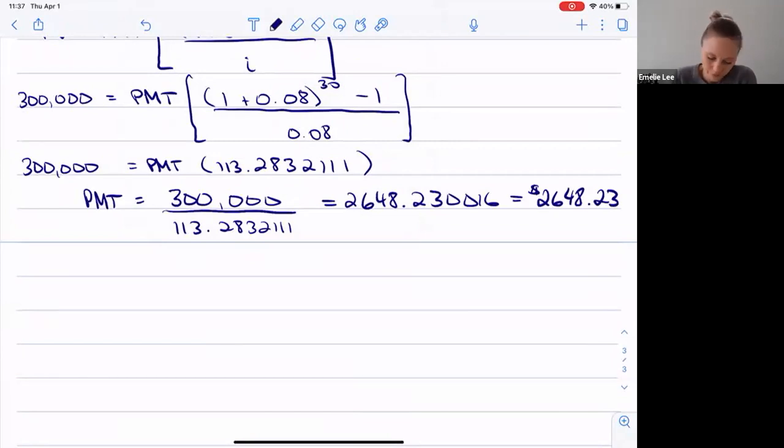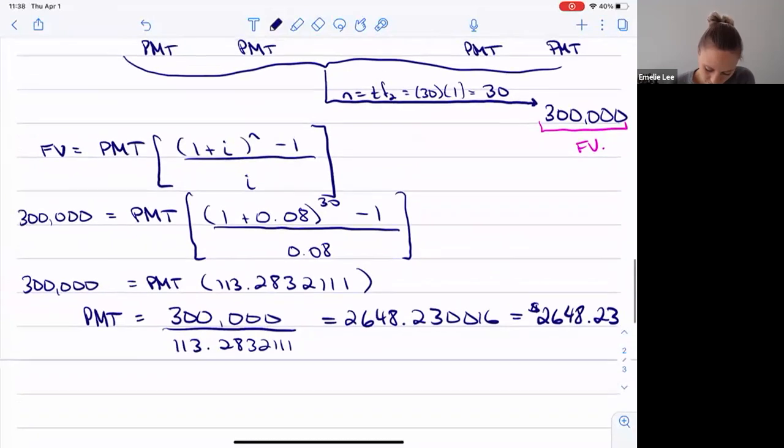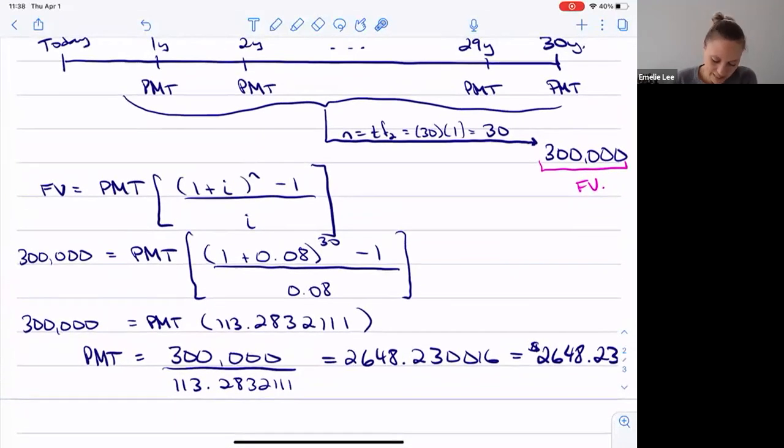Good. So at the end of each year, you should be making a payment of $2,648.23 in order to have 300,000 in 30 years. And that's taking into account totally RRSPs, yeah. Hey, seems manageable, right?